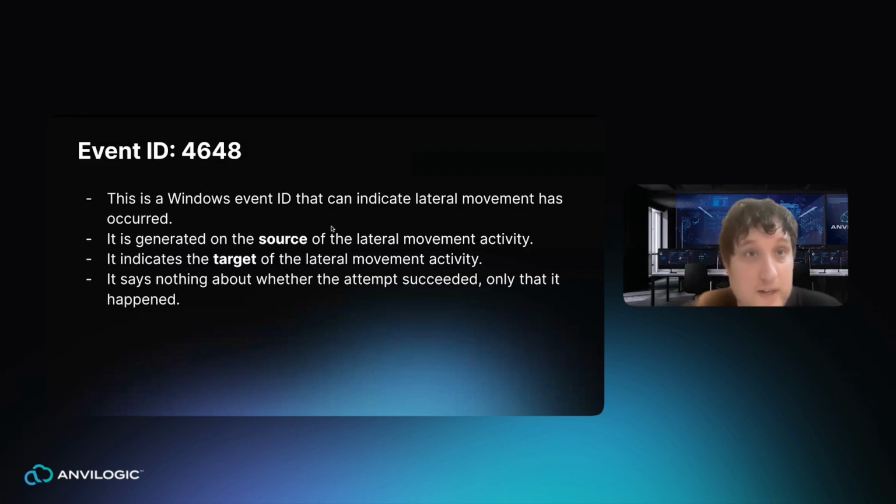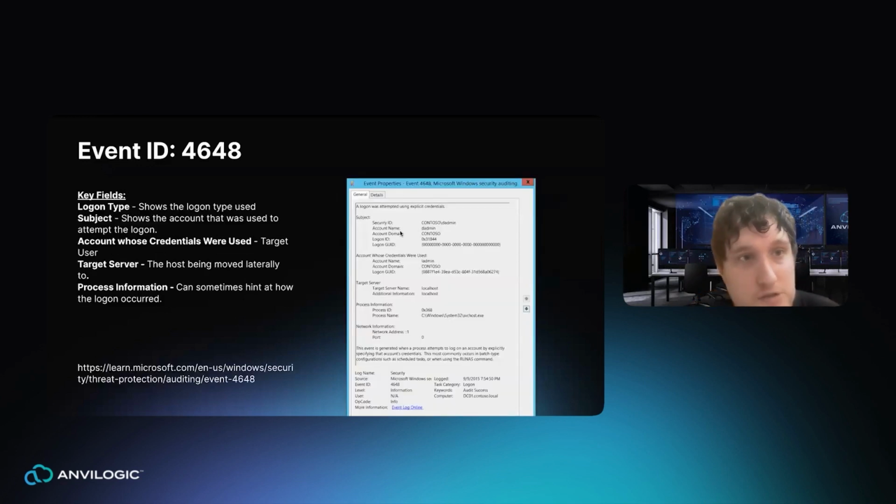So let's start with event ID 4648. It indicates the lateral movement attempt has occurred. It is generated on the source, and it shows the target. It says nothing about whether it succeeded or not, only that the attempt happened from the host that this log is generated on. So here's an example one.